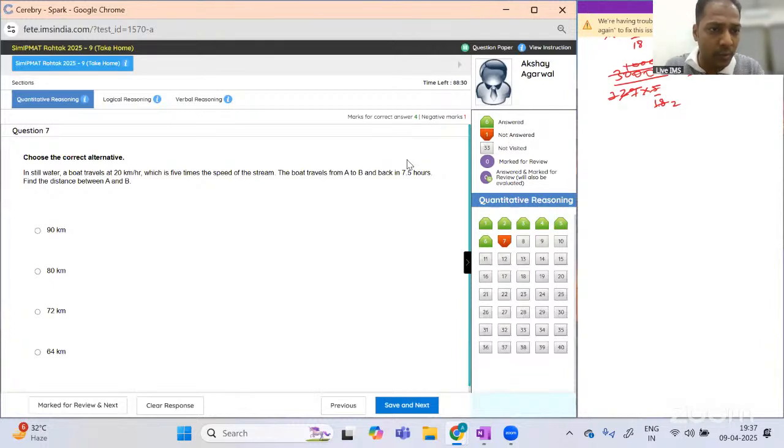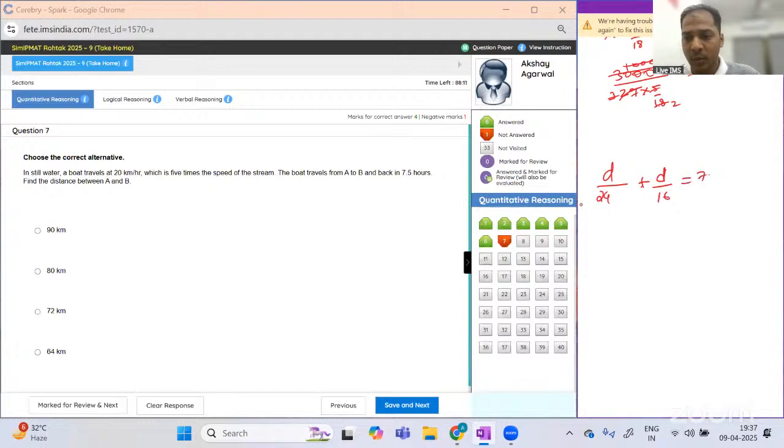In still water, a boat travels at 20 kilometers per hour, which is 5 times the speed of the stream. So speed of the stream is 4. The boat travels from A to B and back in 7.5 hours. Find the distance between them. Okay, such questions I know. D upon 24 plus D upon 16 is 7.5. I'll multiply throughout by 2. So that will make it D upon 12 plus D upon 8 is equal to 15.